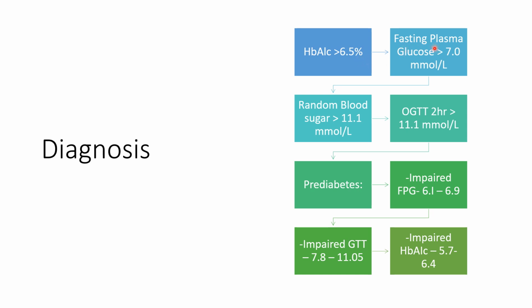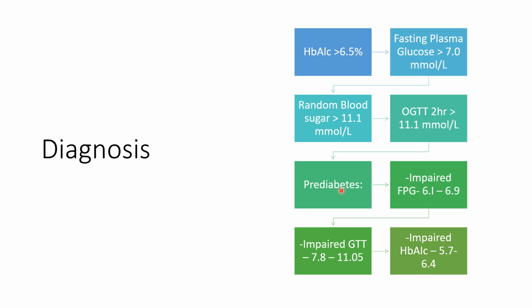and fasting plasma glucose must be 7.0 millimoles per liter and greater. Random blood sugar at 11.1 millimoles per liter or greater. OGTT at the second hour with 11.1 millimoles per liter or greater. All these put together, or at least these and these, or these and these and these, will give us what will be comfortable to say this is diabetes mellitus.